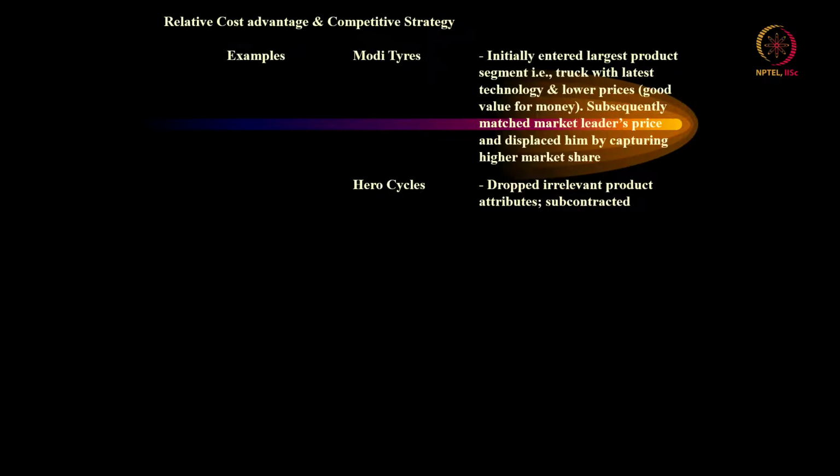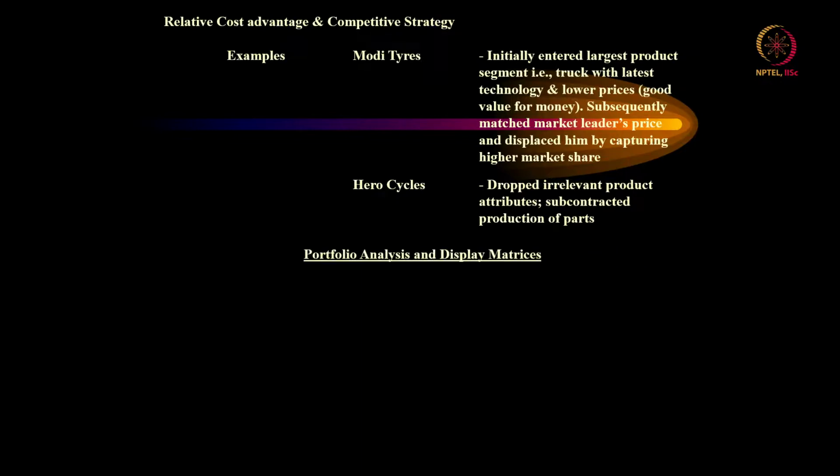Initially, it entered the largest product segment, that is truck, with latest technology and lower prices. The caption that the company adopted was good value for money. Subsequently, it matched the market leader's price and displaced him by capturing higher market shares. We have discussed this also in the earlier classes, when a number two in the marketplace would like to become number one. How does he become number one? These are some of the strategies which the companies adopt.